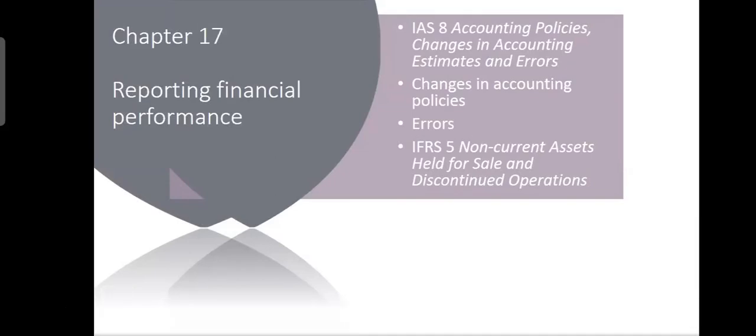I think chapter number 17 in your book, NF7 BBB. I mean, whatever chapter it is, we don't care. We only talk about standards. So we are going to discuss two standards. One is IAS 8, accounting policies, changes in accounting estimates and errors. And second is IFRS 5, which is non-current assets held for sale.